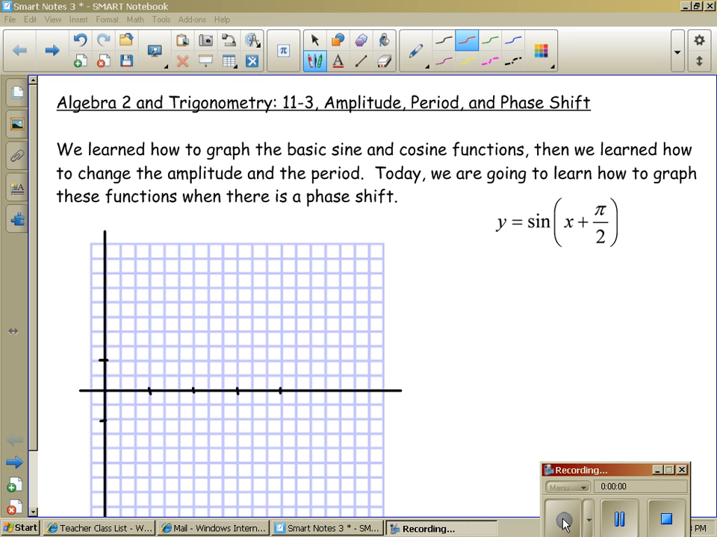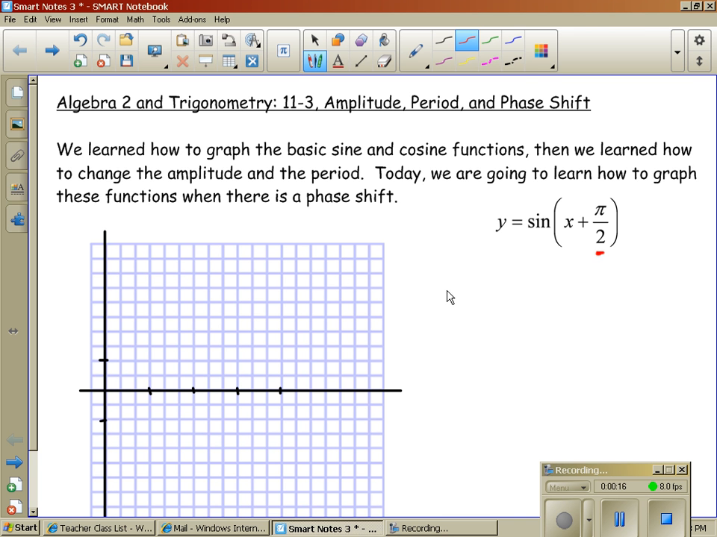The last part about graphing is going to be phase shift. This is going to just take any of the graphs that we've done so far and shift it to the left or to the right by an amount, which is determined by whatever you see right here. So this graph is going to shift by pi over 2.